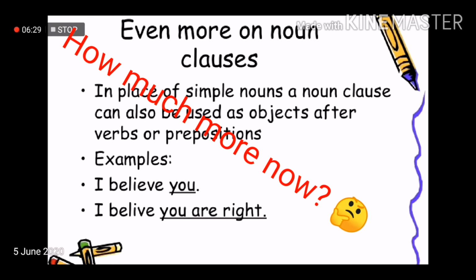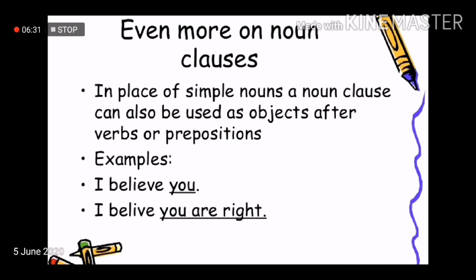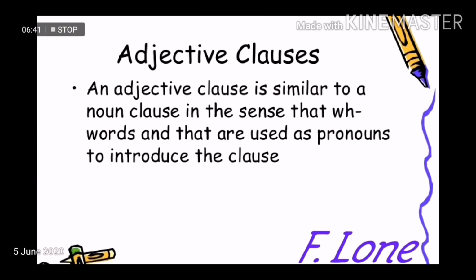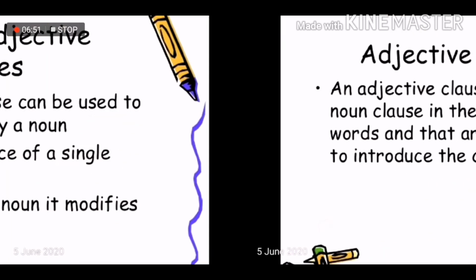Even more on noun clauses. In place of simple nouns, a noun clause can also be used as objects after verbs or prepositions. Example, दो examples दिए हैं मैंने. I believe you are right. So adjective clauses, and adjective clause is similar to a noun clause in the sense that WH words and that are used as pronouns to introduce the clause.